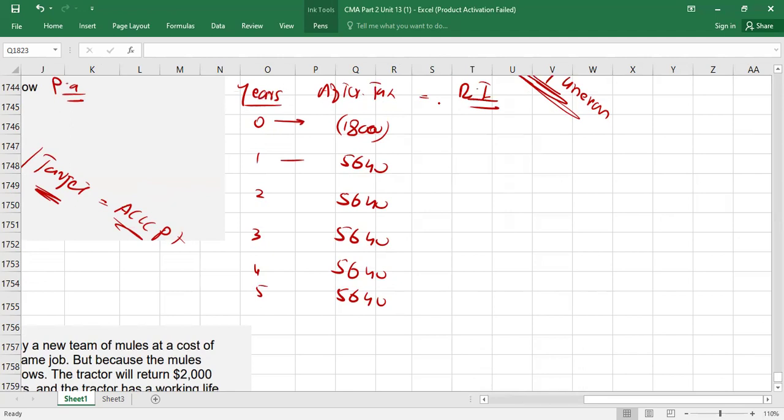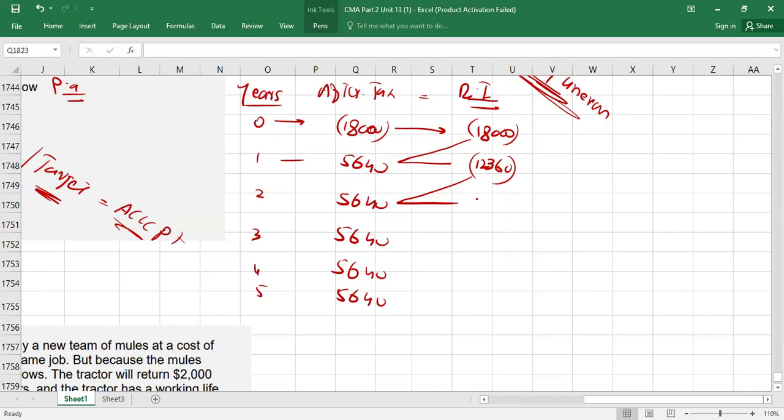How will you think, guys? In year 0, you have a remaining investment of 18,000. After that, you have recovered in year 1, 5,640, so deduct this. 18,000 minus 5,640, so the remaining investment is still 12,360. Okay, again, out of that, you have recovered 5,640 in year 2.